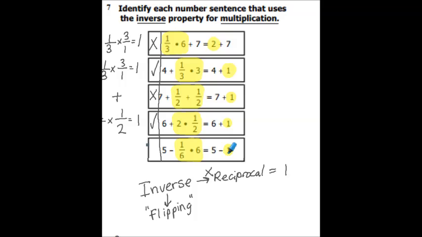This next example, we see 1/6 times 6 is going to equal 1. And 1/6 times 6 over 1 gives you 1 whole, because 6 divided by 6 is equal to 1. When I multiply that by the reciprocal, it will give me 1.